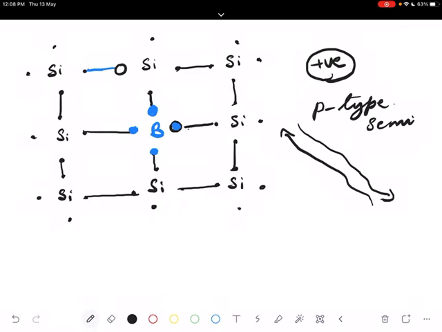In both cases, what have we done? Doping. In the first case, silicon or germanium was doped with arsenic or phosphorus, which are 15th group. Now silicon or germanium is doped with a 13th group element, boron. So we have negative and positive: the first one is an n-type semiconductor and the second one is a p-type semiconductor.